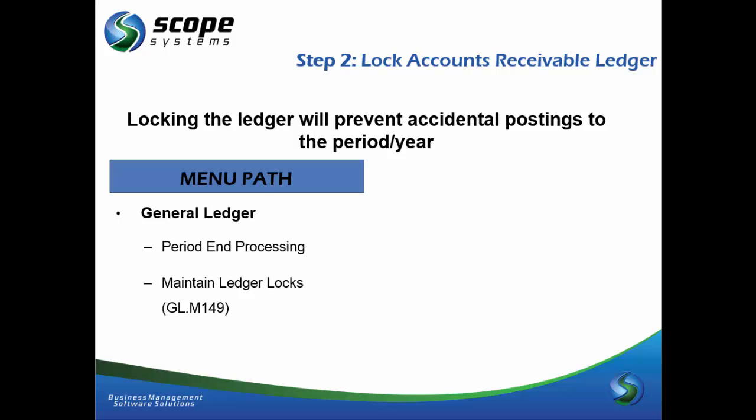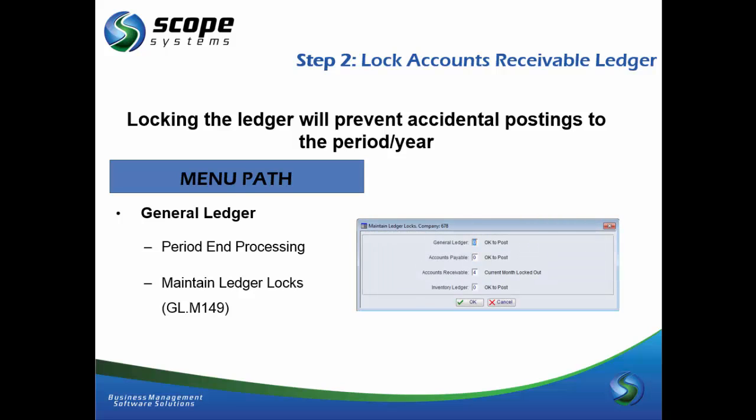Step 2. Lock in accounts receivable ledgers. Locking the ledger will prevent accidental postings to the prior period and year. Menu path, general ledger, period in processing, maintain ledger locks. As you can see, it's quite repetitive and it's in the same function, or in the same path. The below screenshot obviously relates to 670. The screenshots have changed for 720.